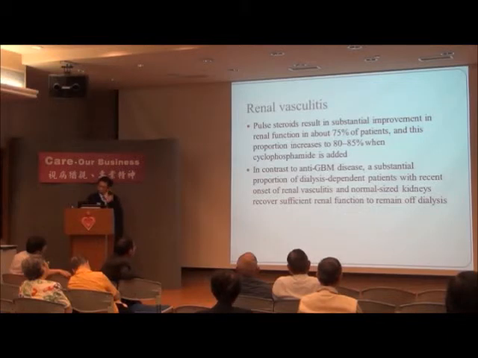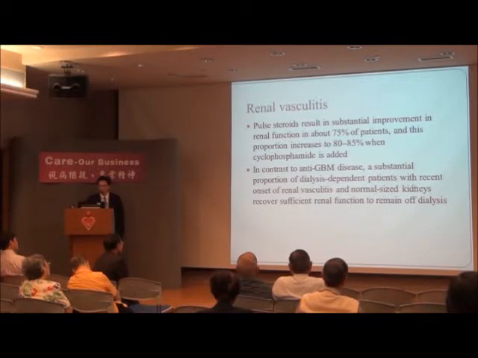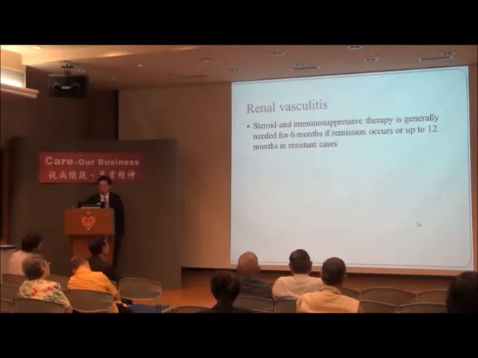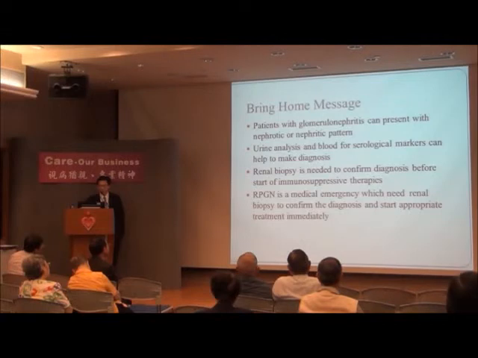For this kind of renal vasculitis, pulse steroids result in substantial improvement in renal function in about 75% of patients, and this proportion increases to 80-85% when cyclophosphamide is added. In contrast to anti-GBM disease, a substantial proportion of dialysis dependent patients with recent onset renal vasculitis and normal kidney size recover sufficient renal function to remain off dialysis. Cyclophosphamide and immunosuppressive therapy is generally given for 6 months until remission occurs, or up to 12 months in resistant cases. So, we come to the end.